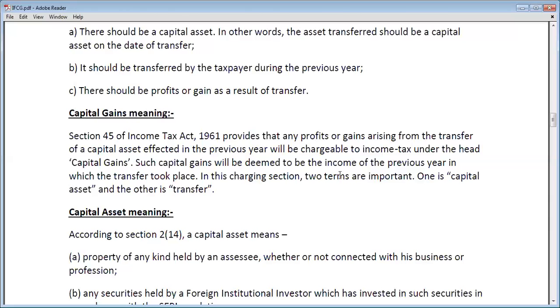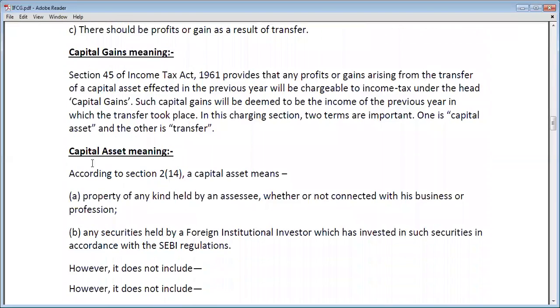In this charging section, two terms are important. First is capital assets and second is transfer. So what do you understand by capital assets and what do you understand by transfer? Which items will be included in capital assets and which will be included in transfer?